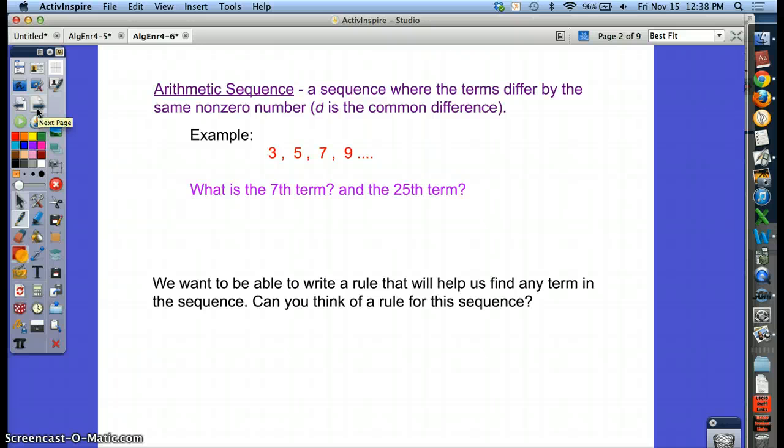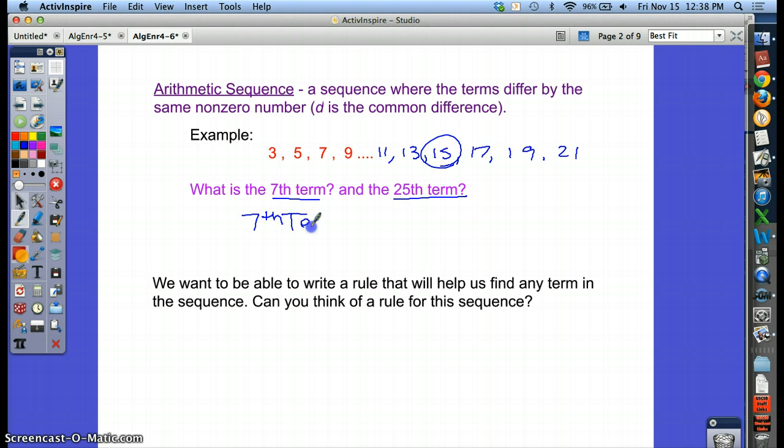And from this one, you could find the 7th and the 25th term if I asked you to. 7th term, okay, we're just adding 2, so let's extend this. 11, 13, 15, 17, 19, 21. So the 7th term would be 1, 2, 3, 4, 5, 6, 7. The 7th term would be 15. Take a minute and find the 25th term.